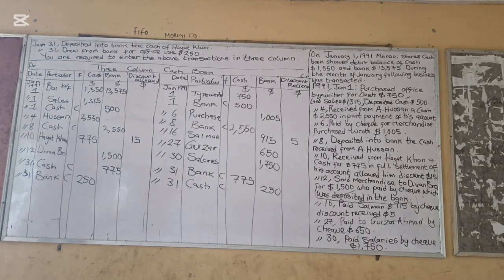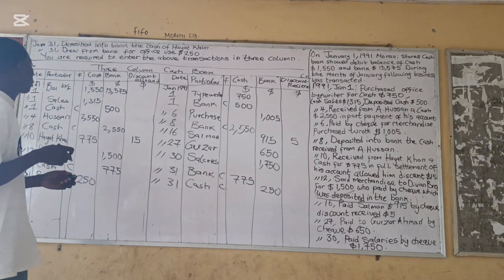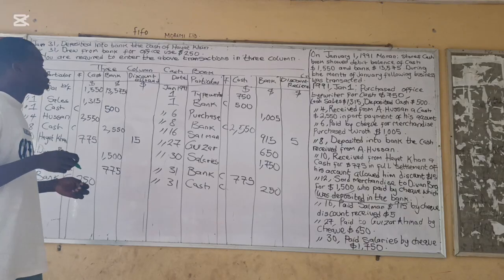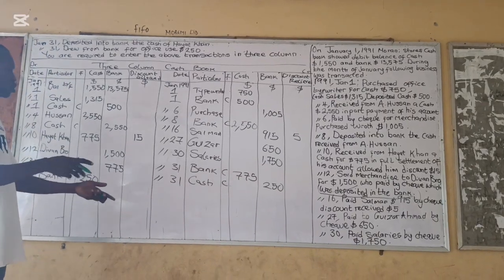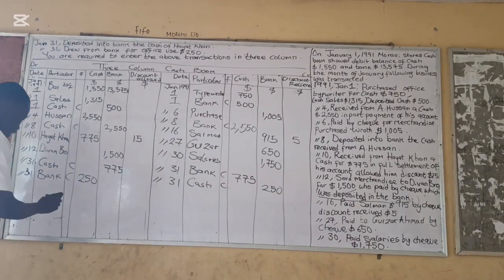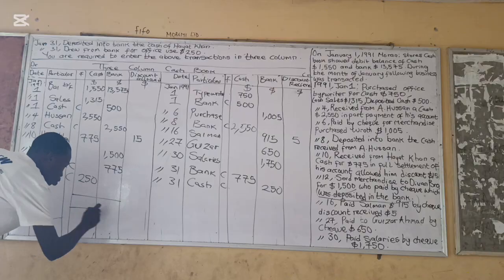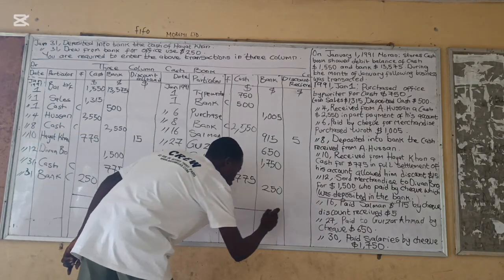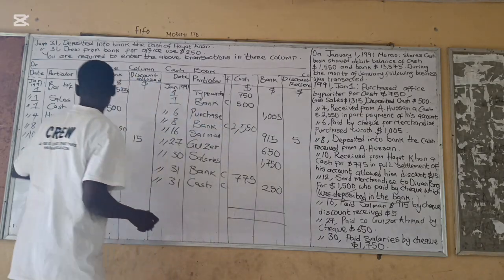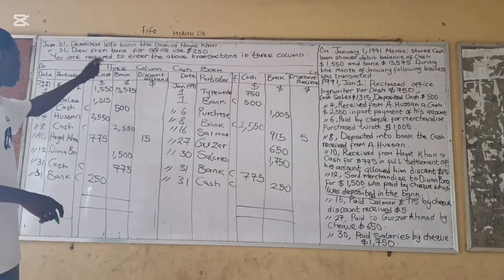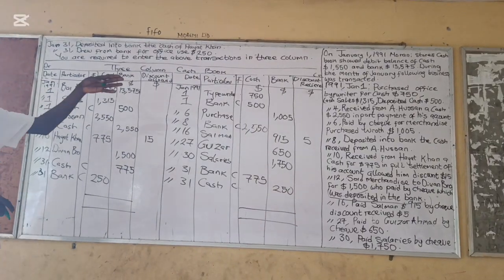So we are done. We are required to enter the above transaction in 3 column. We have done that now. So the next step is to balance up our account. So when you have to balance up your account, we need to add all this: the cash, the bank, in the debit side, and the credit side.